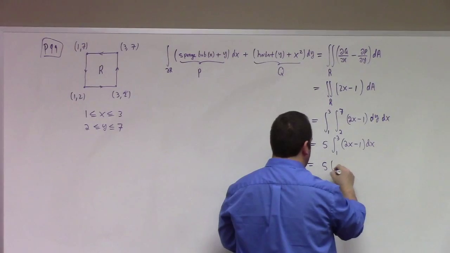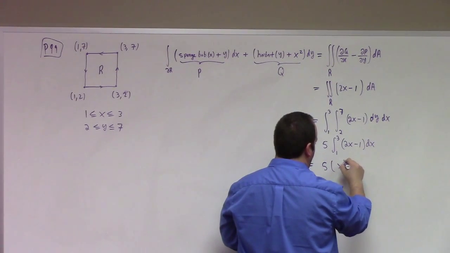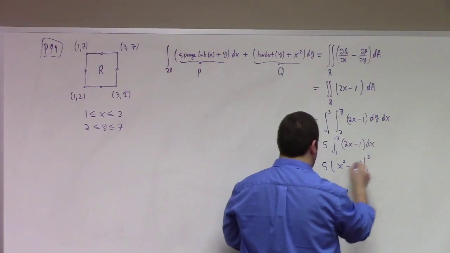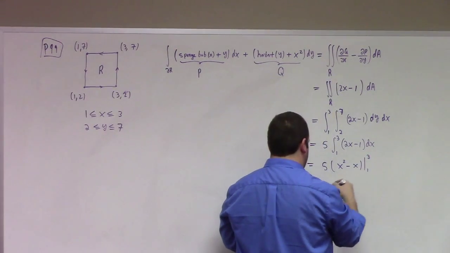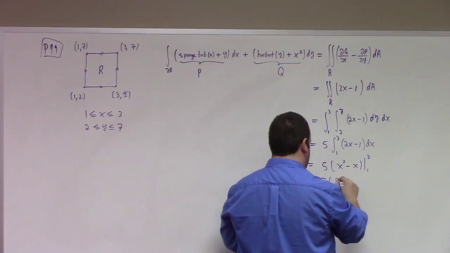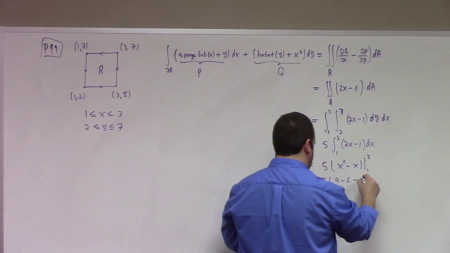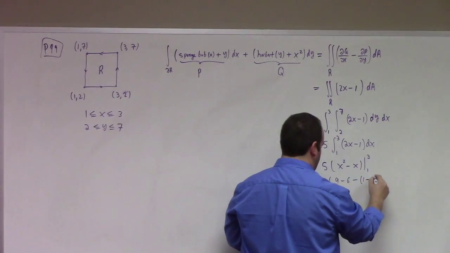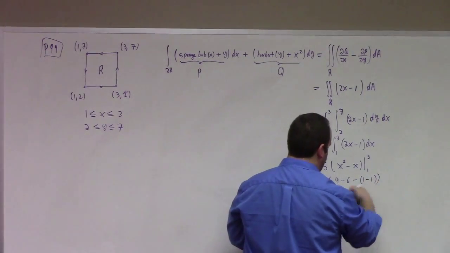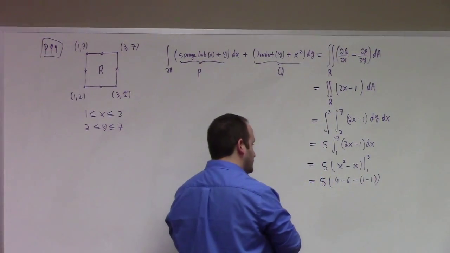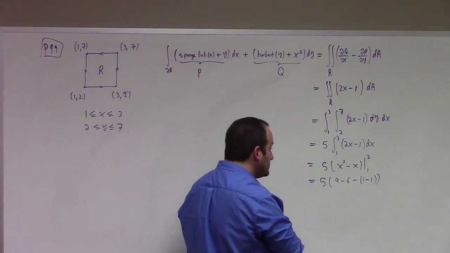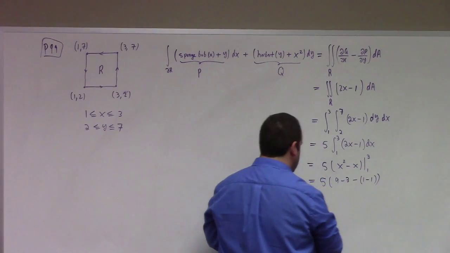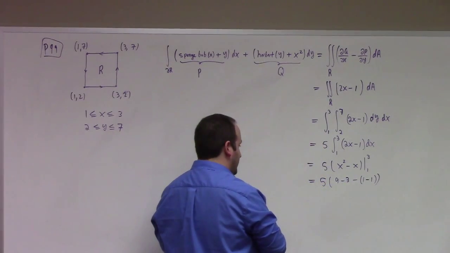So we're left with 5 times x squared minus x, evaluated with bounds going 1 to 3. Let's see here, 5. So that's 9 minus 3, that's 6, minus (1 minus 1), so that's 0. And, oh yes, thank you. So we're left with 30.